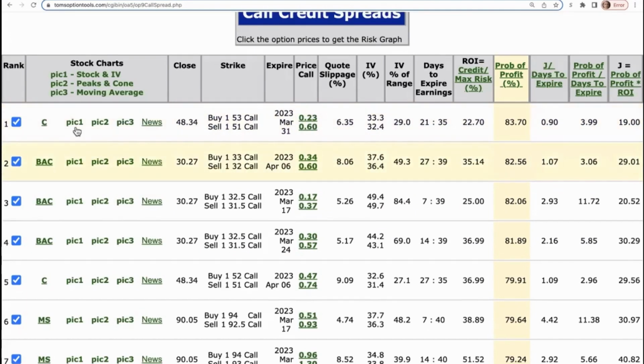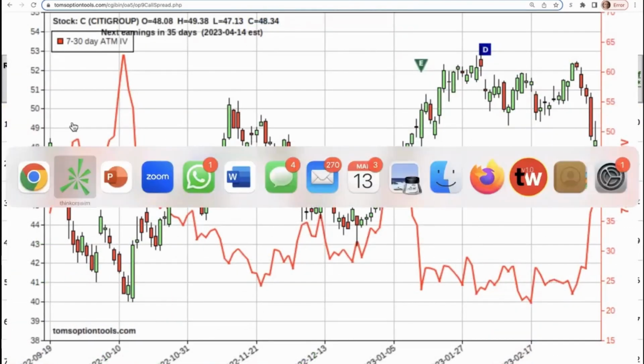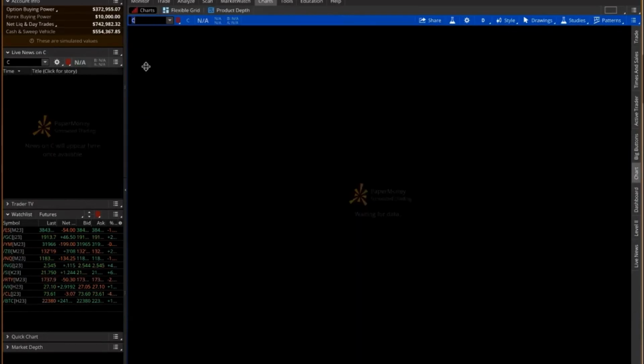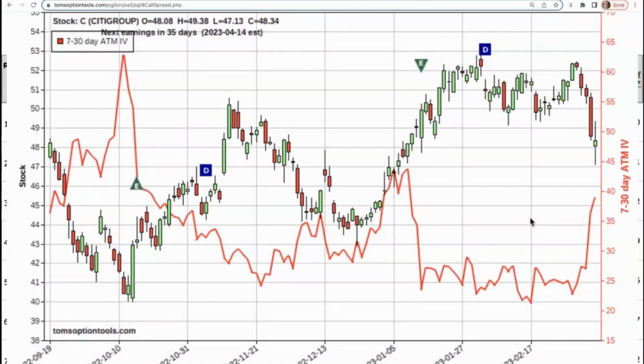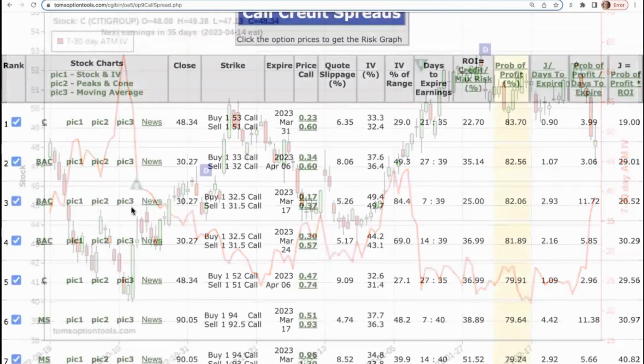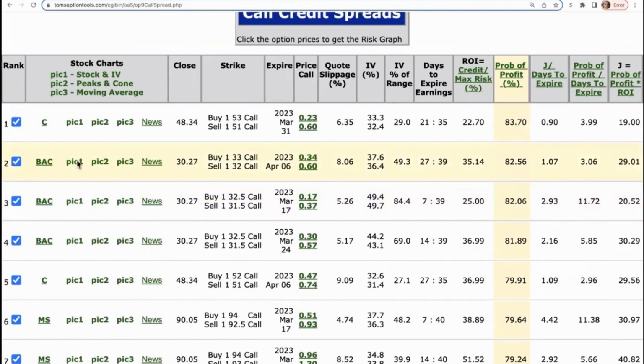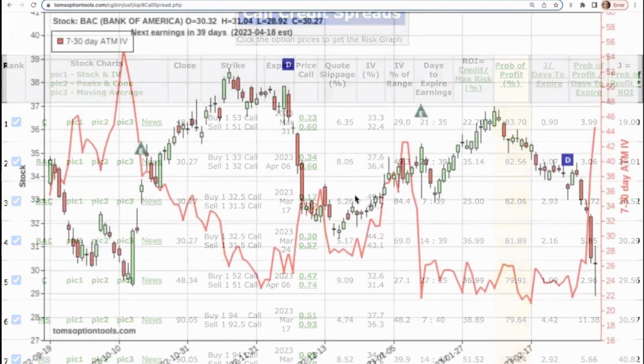Let's take a look at some of these stocks. Citigroup. I'll look at them live here. Yeah, my God. Citigroup's coming down hard. What's the next one? Bank of America. Yep. BAC.